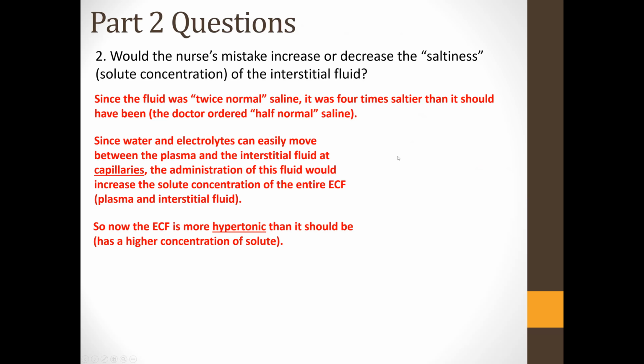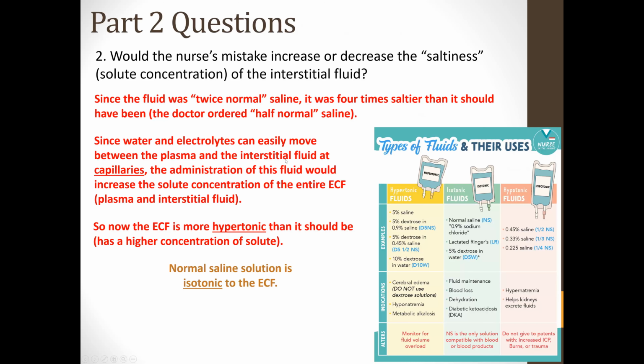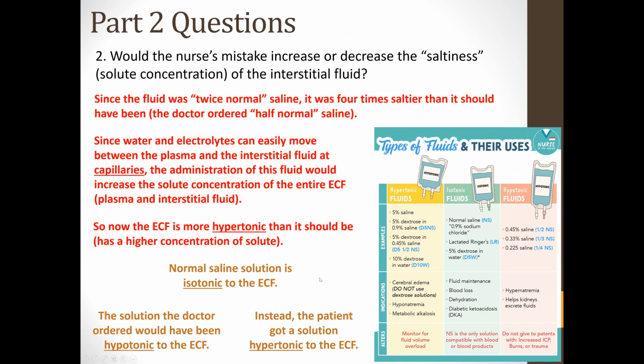So now the ECF is more hypertonic than it should be, meaning it has a higher concentration of solute. So if you look at the different types of fluids that can be administered in a hospital, what we call normal saline is isotonic to the ECF. What the doctor had ordered for this patient was a hypotonic fluid, which would have been half normal saline. And what the patient ended up getting was a hypertonic saline, so a hypertonic solution. So this is actually a pretty dangerous condition because it's opposite of the tonicity that he should have gotten.